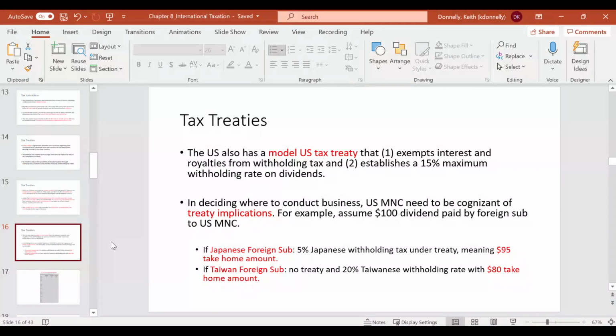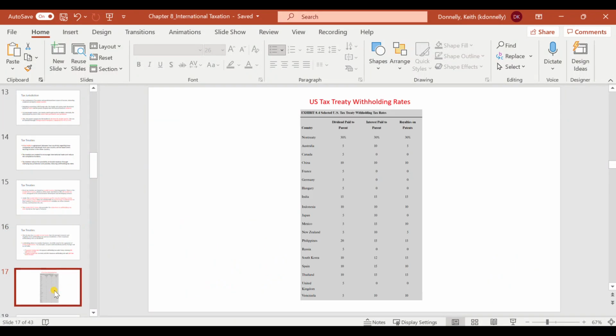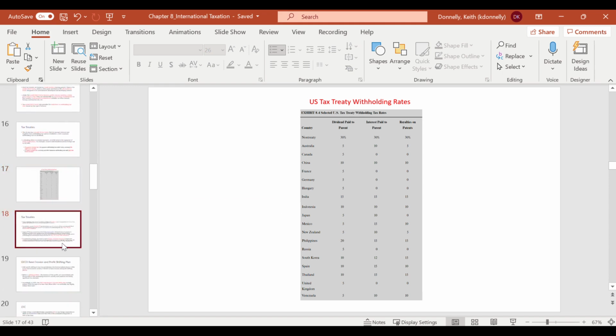So again, this is just one of many considerations, the withholding rate. But when you're looking at other countries, you have to be aware of how in general the country taxes it, but also how the country taxes it in light of our country having a tax treaty with that other country. So this is just showing the U.S. tax treaty and some withholding rates underneath it. You can look at that.